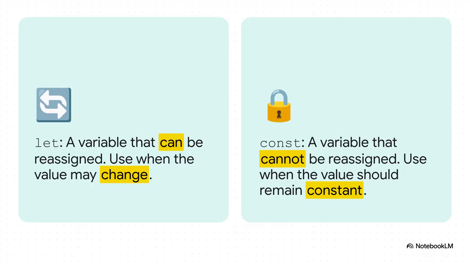Now, in modern JavaScript, you've basically got two main kinds of these boxes. First, you have let. A let variable is just a standard box. You can swap out what's inside whenever you want. But then you have const. A const variable is like a box you seal shut with superglue. Once you put something in there, that's it. It's permanent. The general rule of thumb: if you think a value might change, use let. If you know it should never ever change, use const.